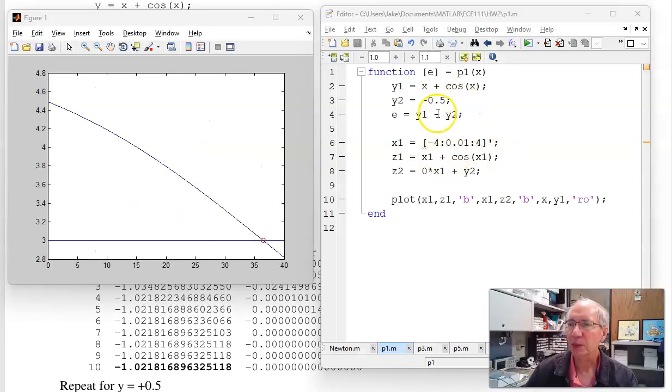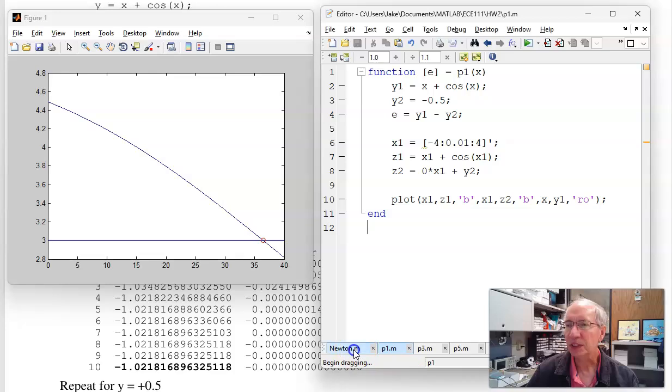So here is problem 1. I'm going to guess x. Here's a function in Matlab. It calculates y1. I want it to be minus 0.5. Take the difference in the two. This part is just for fun. It's going to draw a curve showing what the function looks like, where my guess is.